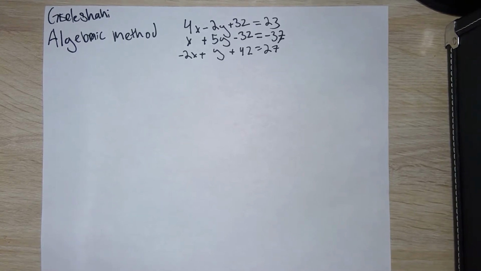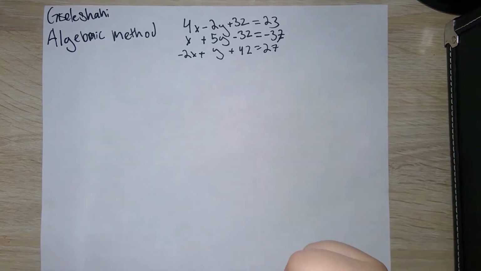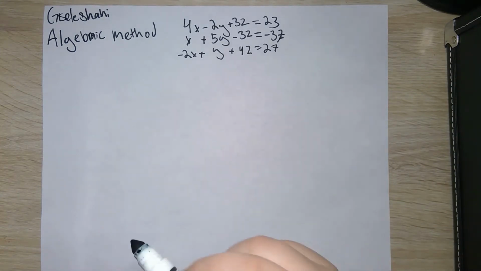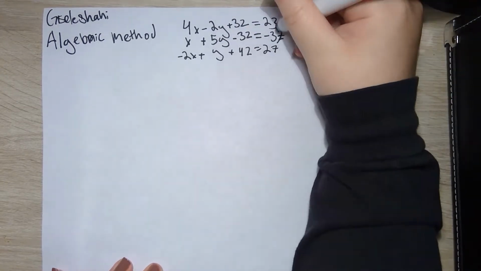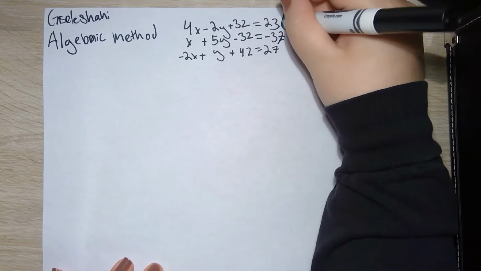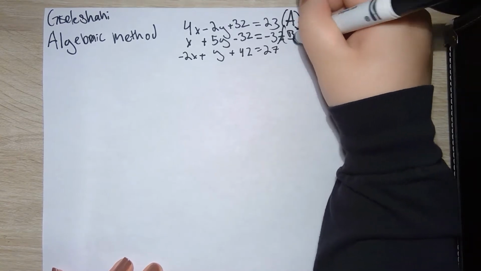The first step I like to do is label my equations, because you really want to keep your work as neat as possible. It gets very messy and confusing, and for anyone who's grading this, it's definitely important to keep your work very neat. So I like to start by labeling these A, B, C.